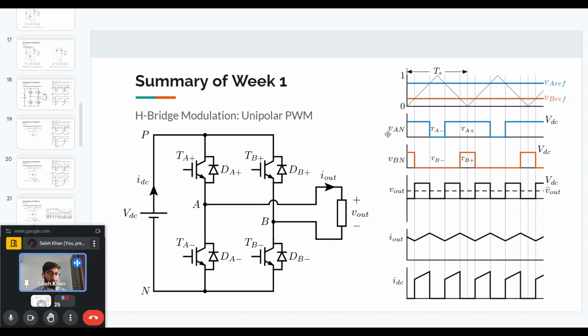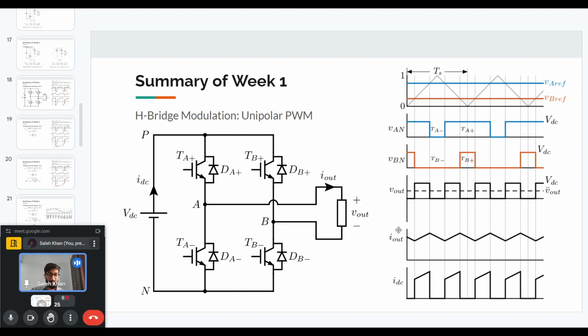So then we can find out how the node voltages will look like, which is VAN, with respect to the node N. So whenever TA plus is on, the VAN voltage will be equal to VDC, and when TA minus is on, the VAN voltage will be equal to 0. And similar is the case for VBN. When the top device of that leg is on, the voltage VBN will be equal to VDC, and when the bottom device is on, it will be equal to 0. And once we find VAN and VBN, we can subtract these to find out the output voltage. So in this case, the output voltage varies between VDC and 0 only. It does not go to negative for the case that I've shown here. And that is why it is called unipolar.